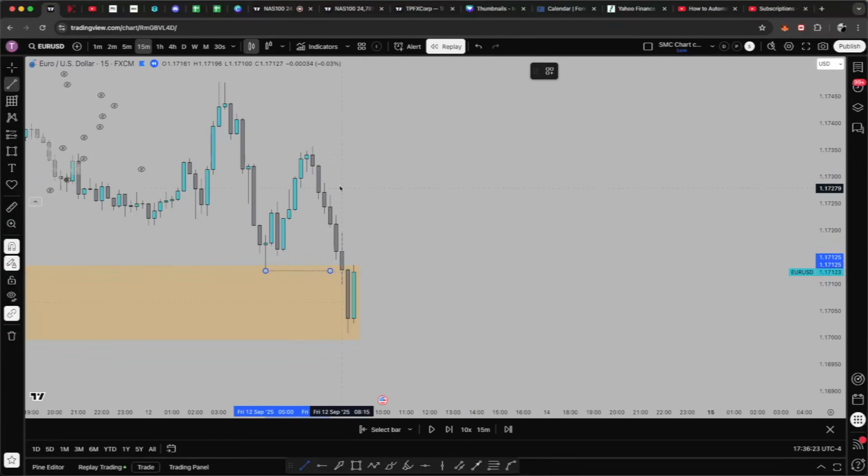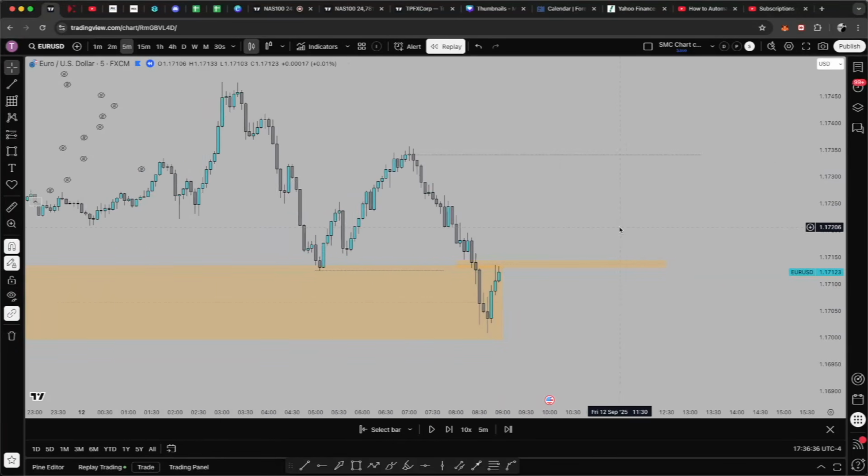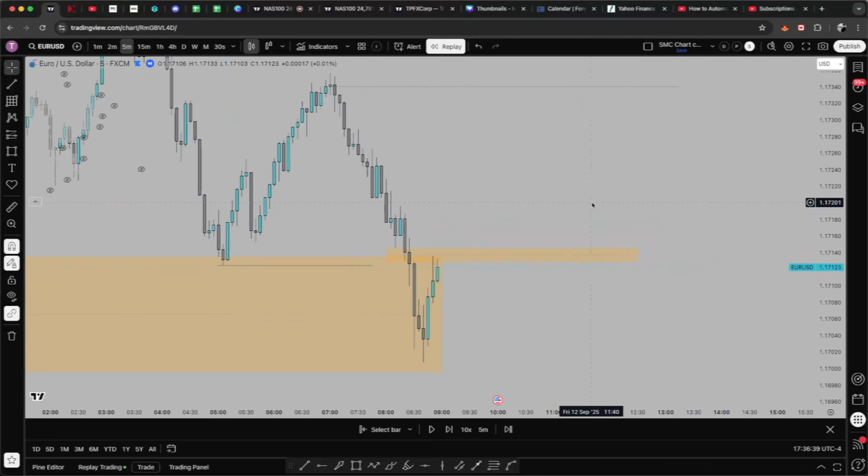We have a recent sweep. Look at where the change of state would be, right? Pretty far away. I don't like that. So that means that if I want to stick to the 15, I would have to then try to trade the inversion fair value gap entry model, or I go lower time frame and go 5-minute or 1 minute.